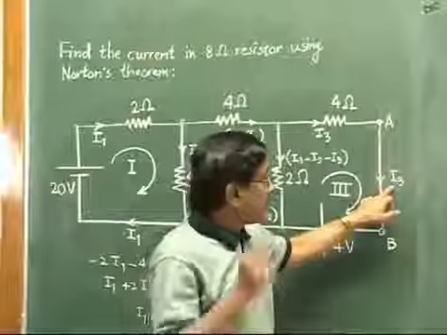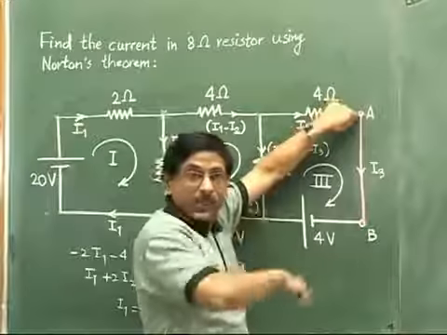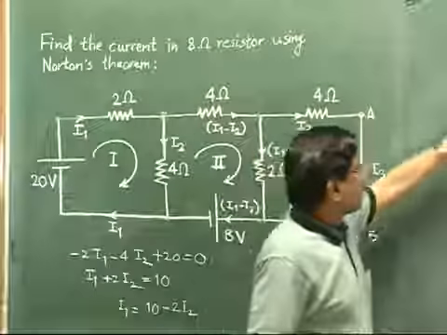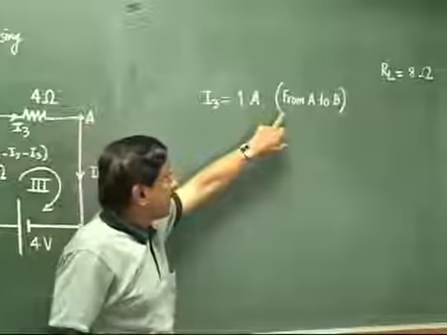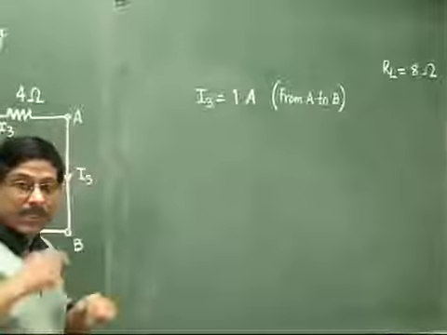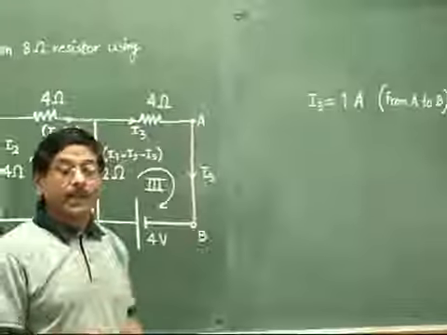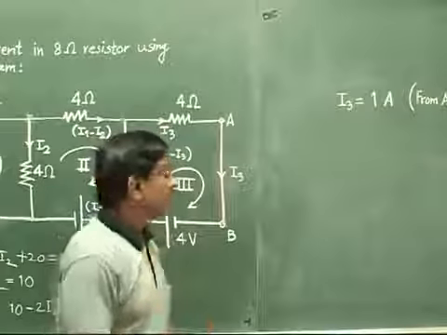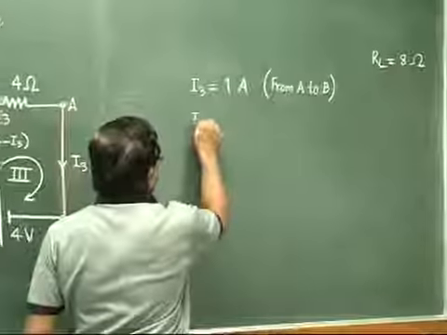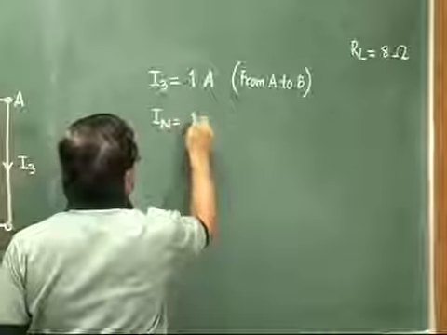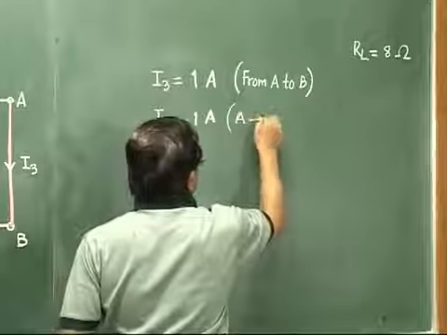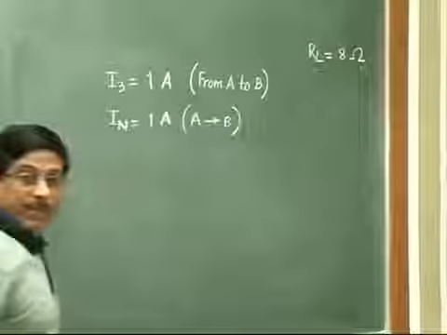a plus value. It means that in the actual given circuit, the current must also be flowing from A to B. So I have written here I3 is 1 ampere and it is flowing from A to B. Really speaking, this is nothing but our value of IN, Norton's equivalent current source. So this value I3, we can say that it is IN, which has a value of 1 ampere and it is from A to B. So this conclusion we want from this step.